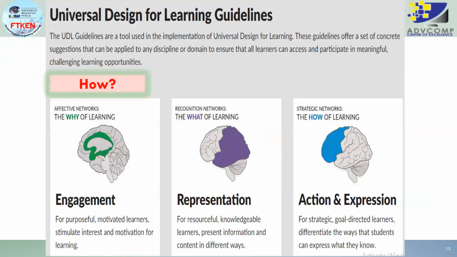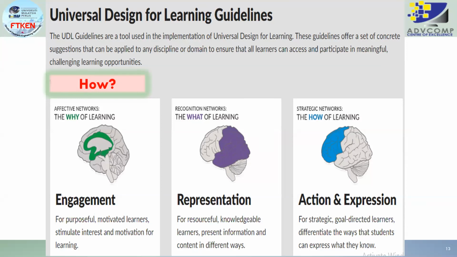Okay, these are the guidelines of the UDL, the universal design for learning. It is a tool in the implementation of universal design for learning. These guidelines offer a set of suggestions that can be applied to any discipline or domain to ensure that all learners can access and participate in meaningful, challenging learning opportunities. Then how to do that?